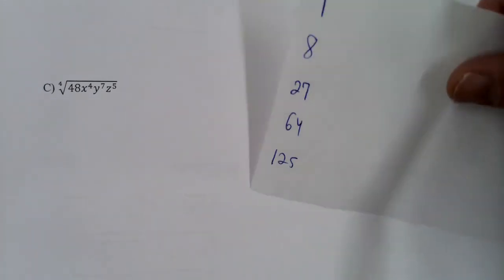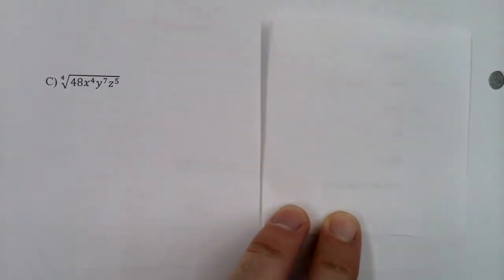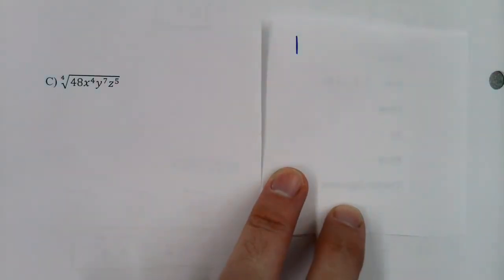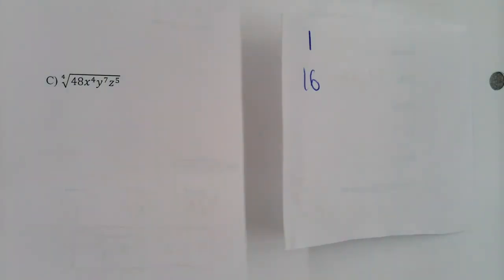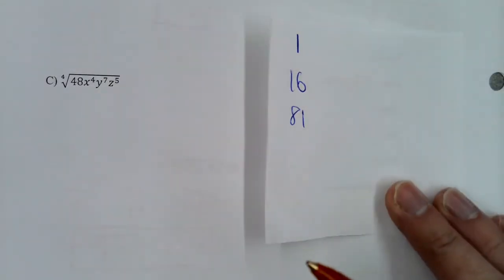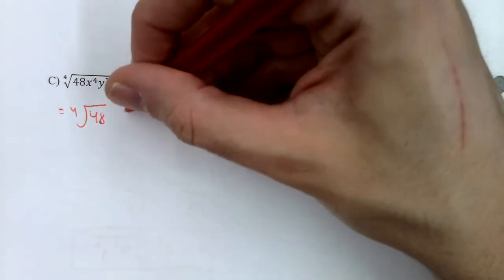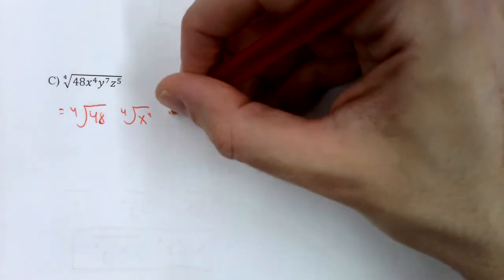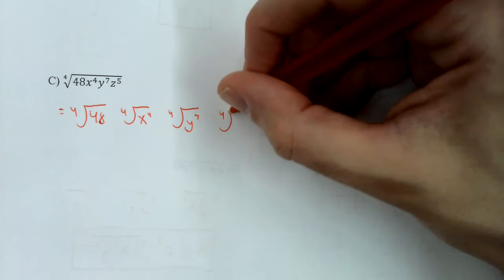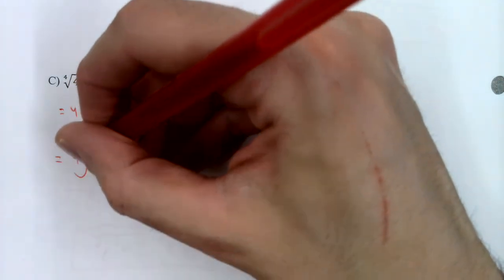Part C is talking about a 4th root. Let's think about 4th roots. 1 times 1 times 1 times 1 is 1. 2 times 2 times 2 times 2 is 16. 3 times 3 times 3 times 3 is 81. So 16 I'm going to use for this. Let me break it down like this. 4th root of 48, 4th root of x to the 4th, 4th root of y to the 7th, 4th root of z to the 5th. And then I'll break down 48 to 16 times 3.